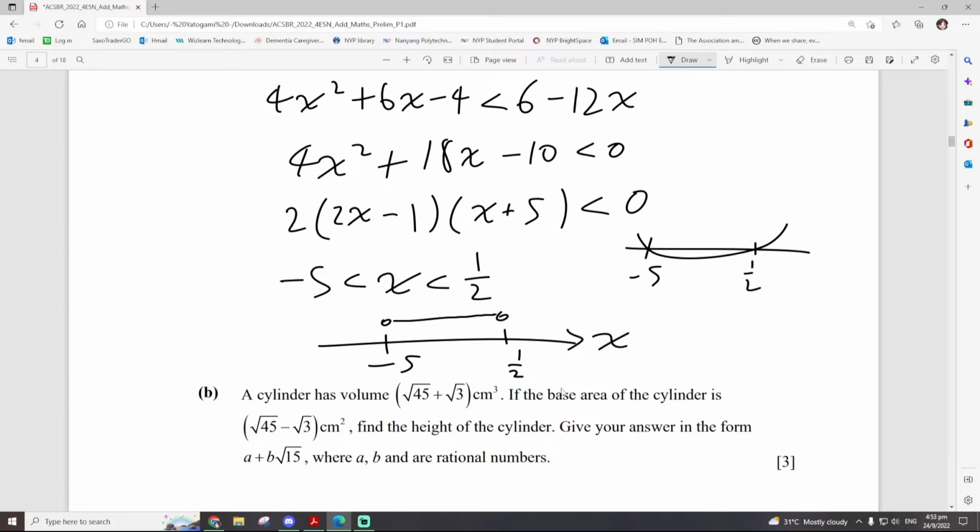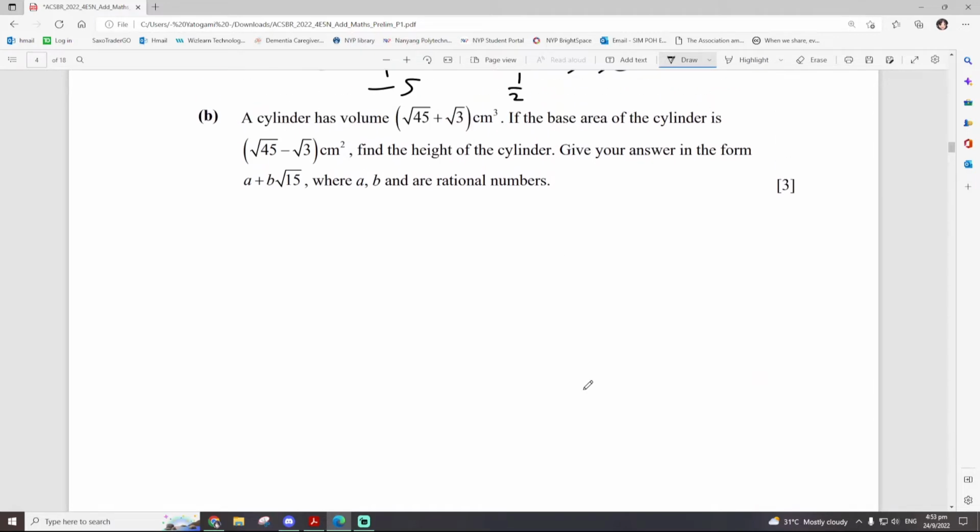Okay? Cool. The cylinder has volume root 45 plus root 3. The base area is root 45 minus root 3. Find the height of the cylinder. So the volume of the cylinder is the base area times the height. And we don't need to do a pi because the pi term is already included within the base area. So actually all we need to do is find root 45 plus root 3 divided by root 45 minus root 3. So this is rationalizing.